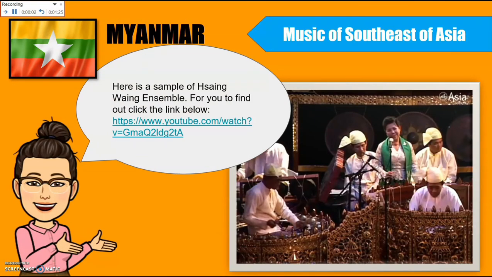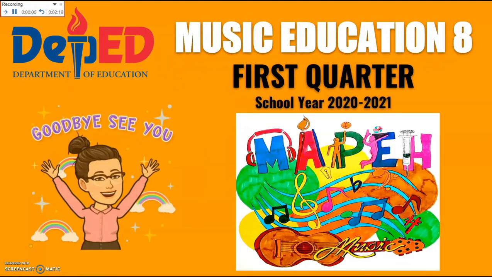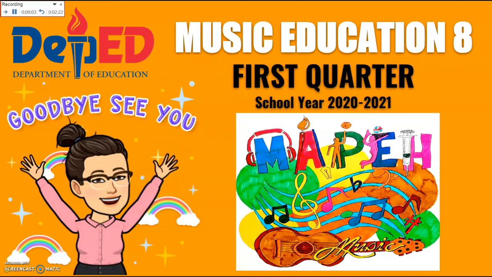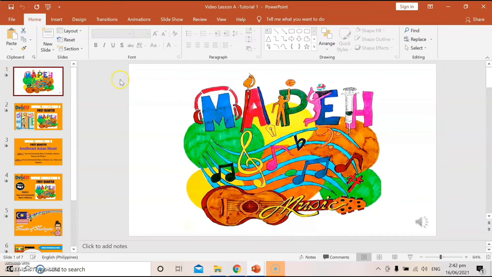Thank you so much for listening, my dear grade 8 students. And thank you for answering and passing your assessment, your quiz through the Google form, and thank you so much for passing your answer sheets in your specific classrooms. Here is an example of Sing-Wang ensemble. For you to find out more about this, please click the link below. So that's all for this lesson, my dear grade 8 students. Thank you so much for listening and for paying attention. Goodbye, and I'll see you all next time. Bye!